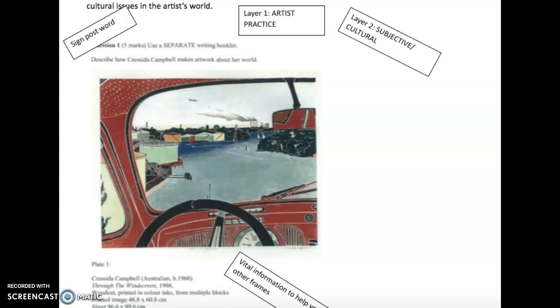Today I just want to go back over a concept that I introduced to you in a previous lesson, and that is the idea of signpost words and the layers. In your exams, you will have questions that look fairly similar. They're all going to be from a sort of formula. They will have a signpost word, and they will have multiple layers.